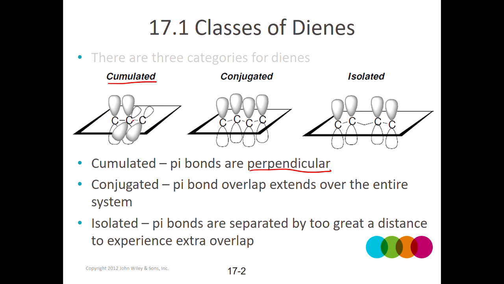The fact that they're in different planes means they can't overlap effectively. And it means we have a lot of pi electrons over only 3 atoms. So that's a lot of electrons in these orbitals farther out from the nuclei, where they're not attracted very effectively to the nuclei. So that's a relatively unstable situation.